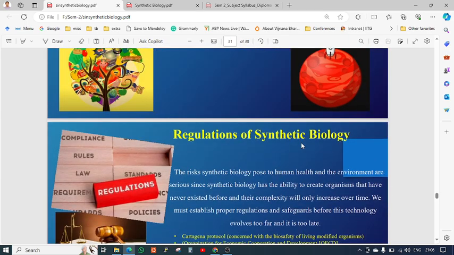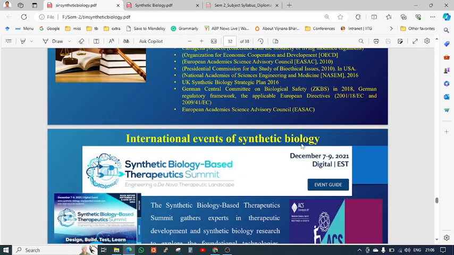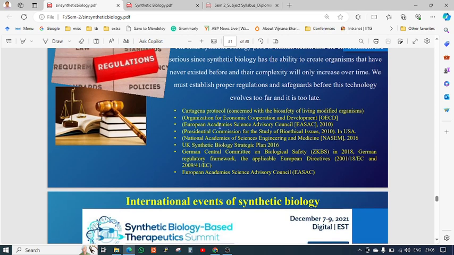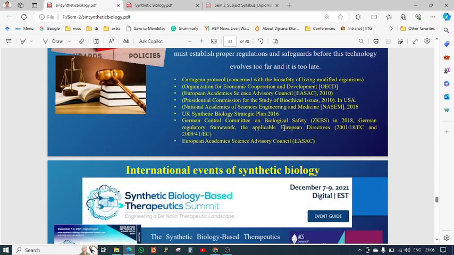Then regulation of synthetic biology, already discussed. There are so many different types of things that can be regulated. Here are some regulatory authorities; they are going to permit us. The risks of synthetic biology to human health or environment are serious, since synthetic biology has the ability to create new organisms that never existed before, and the complexity will increase over time. This is the risk, because we do not know the impact of this new type of virus or bacteria, which may be very risky to the environment. So safeguards must be there.